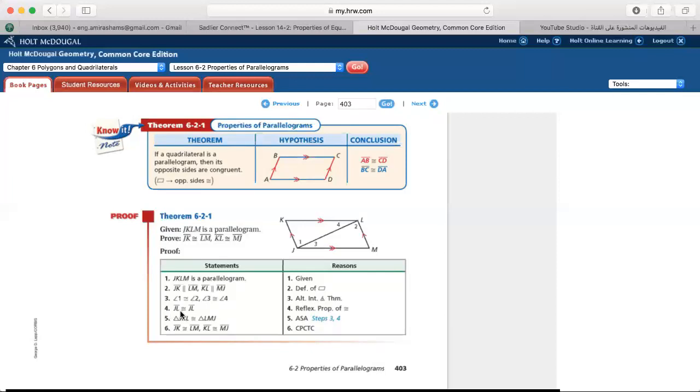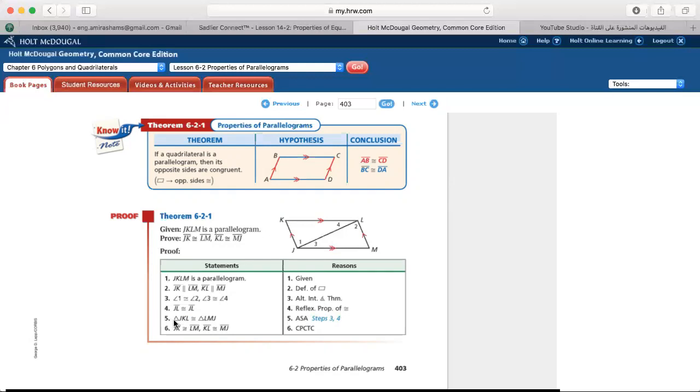Statement 4. JL is congruent to JL. Yes, because it is a common line between them. It is a common line between both of the 2 triangles. Okay, reflexive property of congruency.